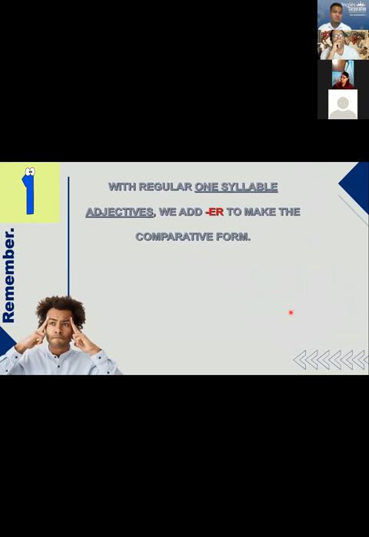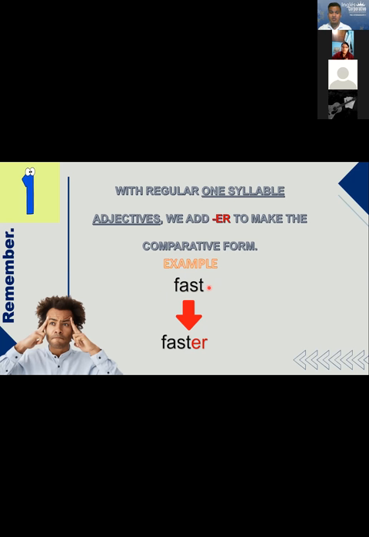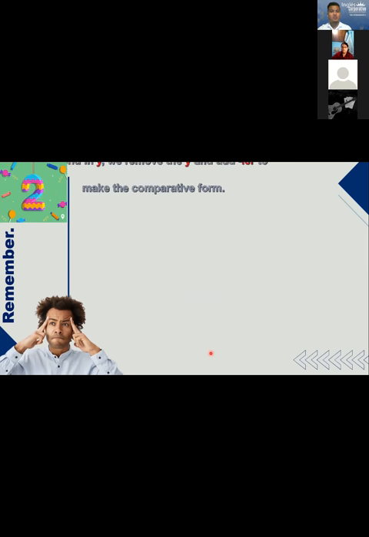The first rule says that with regular one syllable adjectives, we add ER to make the comparative form. You see, la regla dice que a los adjetivos que tienen una sílaba, fast, solo le agregamos ER para hacer la forma comparativa. Fast, faster. ¿Cambia la traducción? Yes, it changes. Because if I say fast, what does fast mean, guys? Rápido. So if I say faster, es más rápido. Okay? So that's rule number one. Let's see what else we have.